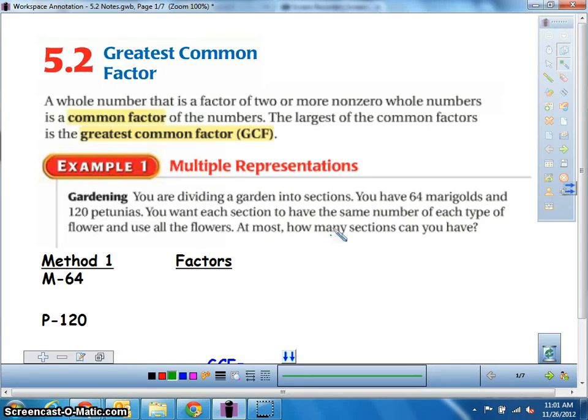We're talking about greatest common factors from 5.2 out of our book. This is our first lesson in Unit 4. And like I said, we're talking about greatest common factor.